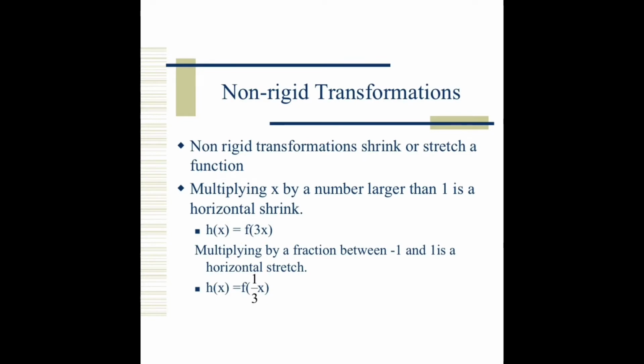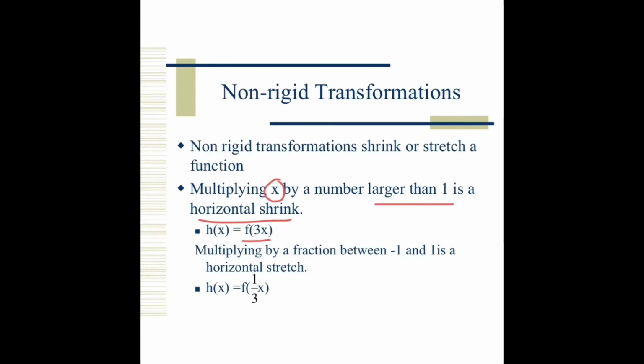In addition to our vertical non-rigid transformations, we have horizontal non-rigid transformations as well. To begin with, if you multiply by a number that is larger than 1, we're going to have a horizontal shrink. And we're going to be multiplying our x value by something larger than 1. If you look at our notation here, we have f of 3x. So notice that the actual x value is what is being multiplied by our constant. And by multiplying by a number larger than 1, we're going to be doing things a lot more quickly, which is why we have a horizontal shrink of our function.